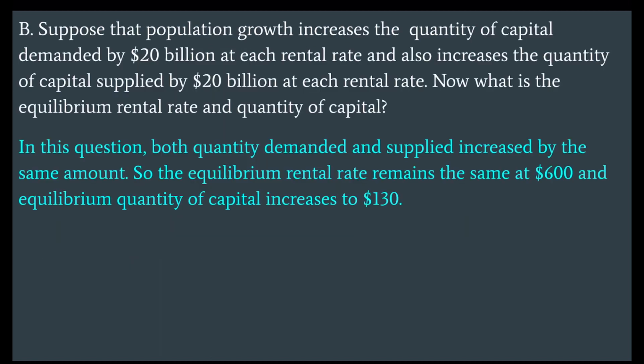Suppose that population growth increases the quantity of capital demanded by $20 billion at each rental rate and also increases the quantity of capital supplied by $20 billion at each rental rate. Now, what is the equilibrium rental rate and quantity of capital? In this question, both quantity demanded and supplied increased by the same amount. So the equilibrium rental rate remains the same at $600 and the equilibrium quantity of capital increases to $130.